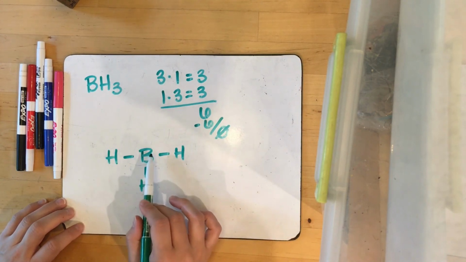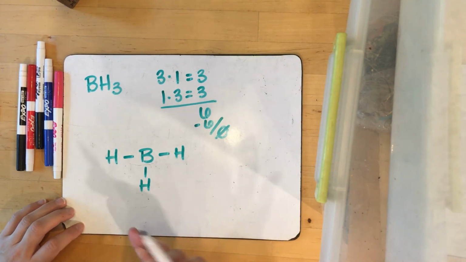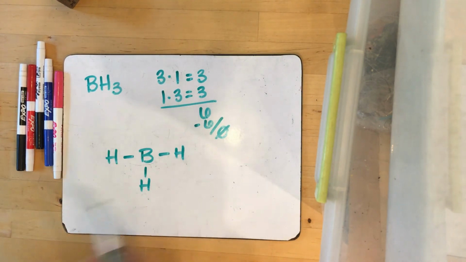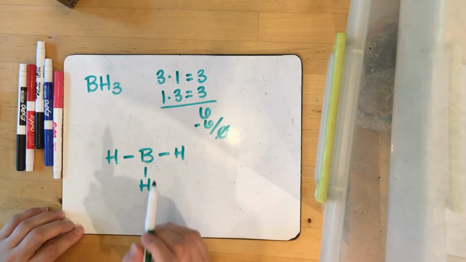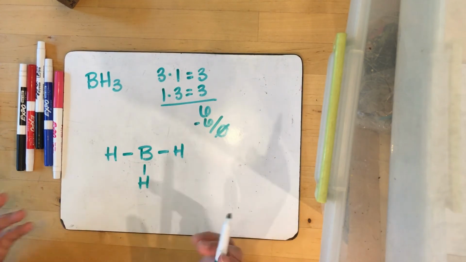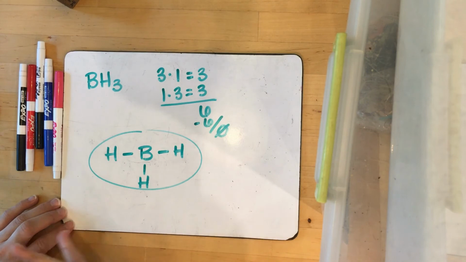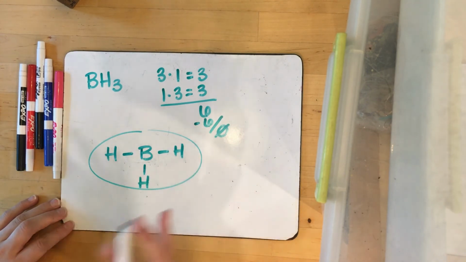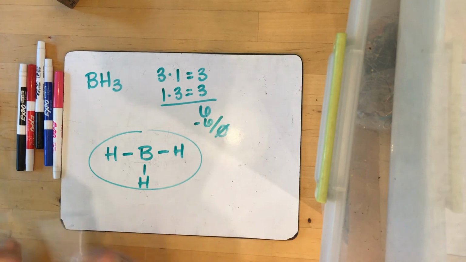Similarly, boron only wants 6. Most atoms want 8. Boron's one of our exceptions. It only wants 6. So let's check. It has 2, 4, 6 from its bonds. So it is also good. And so this is our Lewis structure. Even though nothing has 8 electrons, this is the most stable way to draw this.